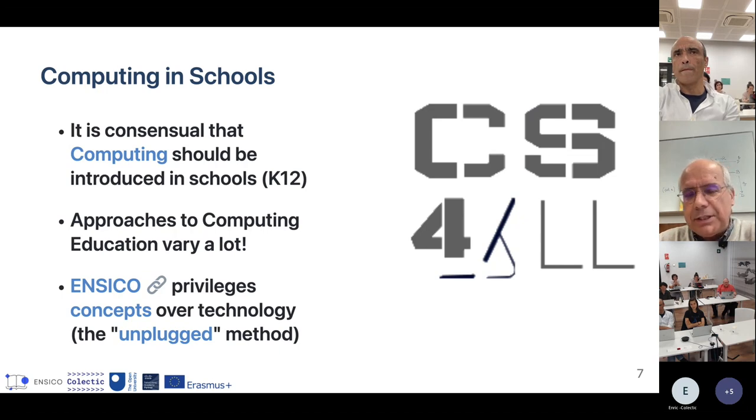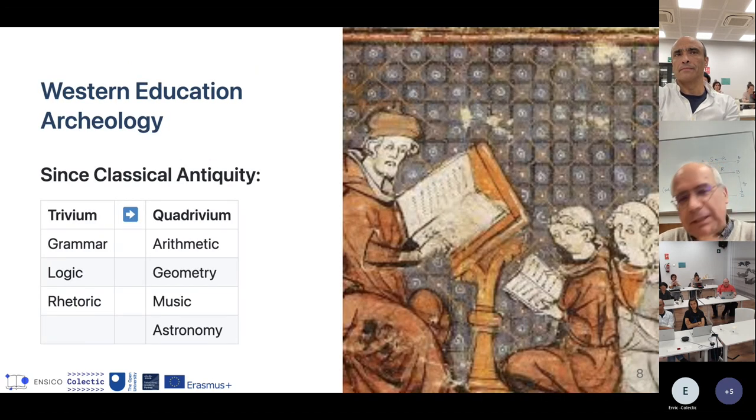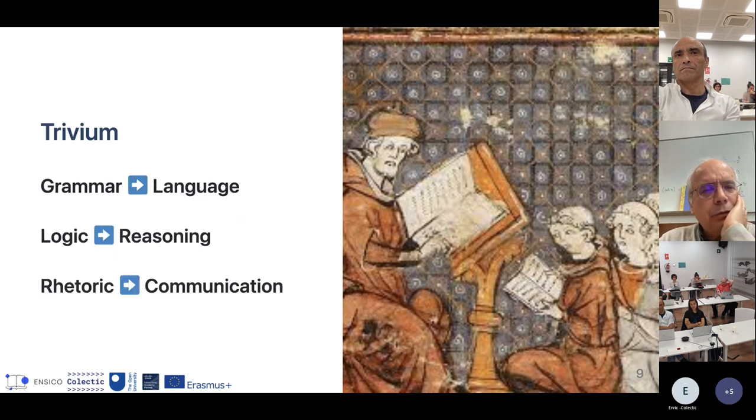So our starting point, because this is a complex topic, is some bit of archaeology. Look at how education was structured for a very long time, since classical antiquity in the Western world. There are basically seven courses: one more basic, the trivium, made of three courses, and the other, more specific, the quadrivium, made of four courses. Grammar, logic, and rhetoric was the basis. And then arithmetic, geometry, music, and astronomy. We'll focus on the trivium. Why? Because we think the trivium has all the ingredients that we need for this teaching.